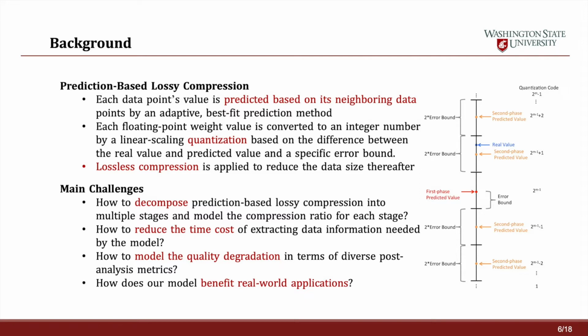The main challenges when we propose our ratio-quality model are, first, how to decompose prediction-based lossy compression into multiple stages, and how do we model the compression ratio for each stage. Then, how to reduce the time cost for extracting data information, because we need some data information to predict the compression ratio or data quality. The third is how to model the quality degradation in terms of diverse post-hoc analysis metrics. And the last is how our model benefits real-world applications.